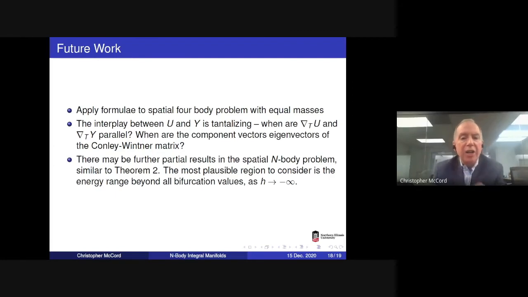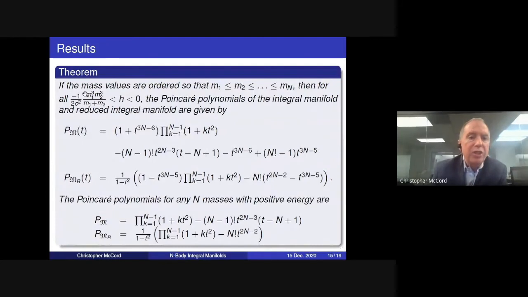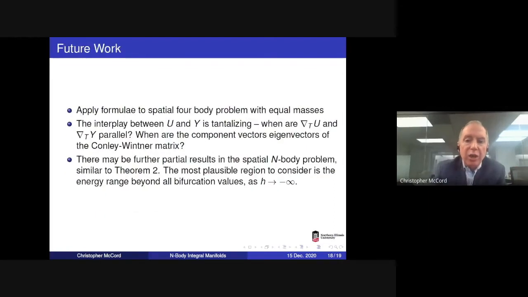The other thing I think is possible is, while in general, writing a closed form formula for the homology of the integral manifolds requires knowing some details about u and y, there may be some specific values where that becomes possible, even if you don't have full understanding. Again, I was able to do that for this energy region just below zero. I think at the other end of the spectrum, as energy goes all the way to minus infinity and you leave behind all of the bifurcation values, the topology of the manifold has to stabilize. And I'm cautiously optimistic of being able to describe that.